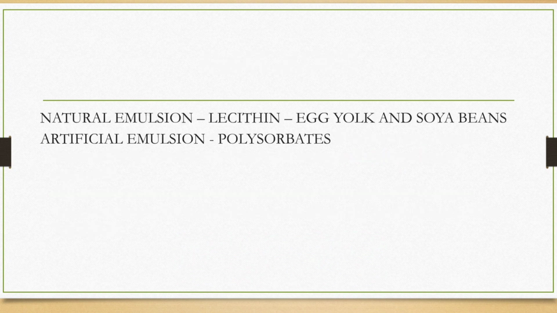Now, when we talk about emulsion, there are two important types. One is the natural emulsion and the other one is the artificial emulsion. When you take any food safety officer question paper, you would get this question: lecithin. It is a natural emulsifying agent and it is mainly present in egg yolk. Its concentration is really high in egg yolk and comparatively high in soya beans. So what about the artificial emulsion? Artificial emulsifiers are polysorbates, for example, and they are mainly used in the food processing industry.